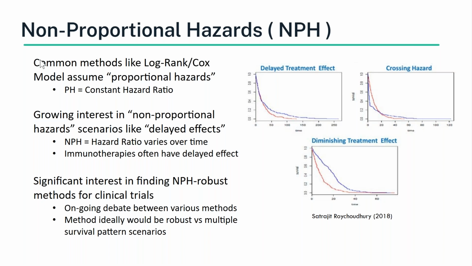But you can see on the right 3 different scenarios where this isn't the case, where you have a delayed treatment effect. You would see maybe a diminishing treatment effect where the treatment wears off over time, or you have crossing hazards as well. Crossing hazards you can see here as having a negative effect at the start on survivability, but as time goes on, in the long run, it has a positive effect on survivability. So in all of these cases, you have non-proportional hazards.